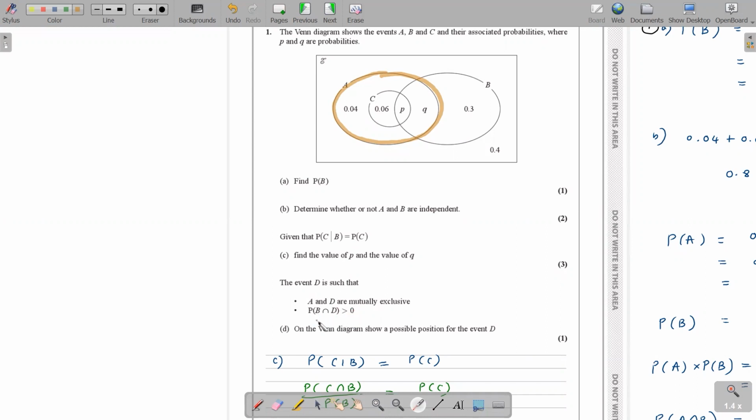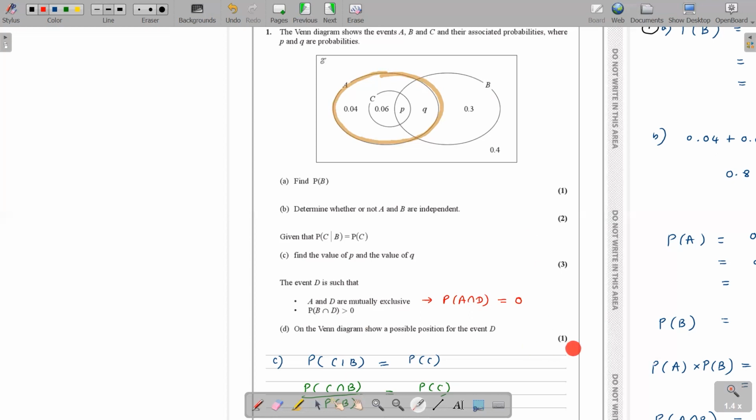Mutually exclusive means probability A intersection D is actually 0. You should know that. When they say two events are mutually exclusive, it means the intersection of those two events is 0. So here they say the probability of B intersection D is greater than 0, which means you have a probability there, which means circle B and circle D are supposed to intersect.